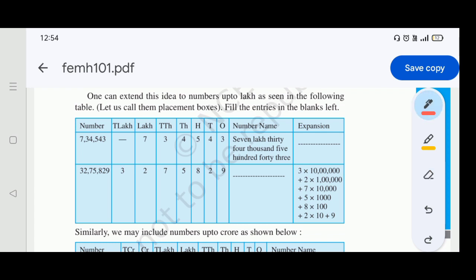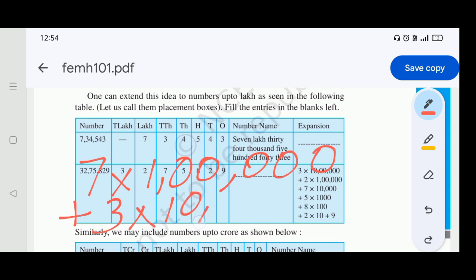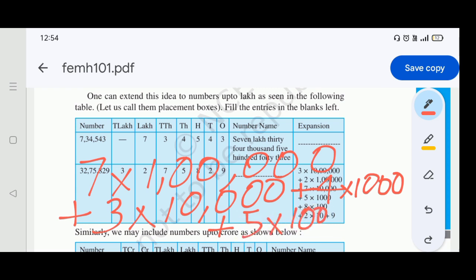Since the 10 lakh place is blank, we can write 7 into 1 lakh plus 3 into 10,000 plus 4 into 1000 plus 5 into 100 plus 4 into 10 plus 3. This is the expansion for this number.